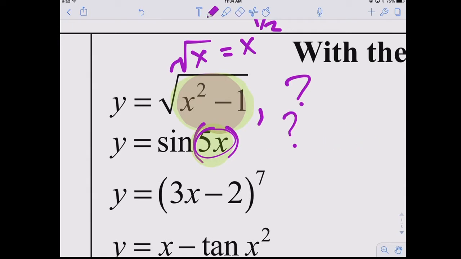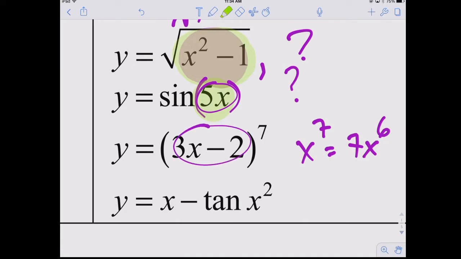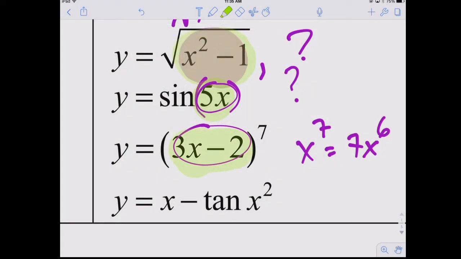Same thing here. We don't really need the chain rule. We could expand that out to the 7th power. Who feels like expanding that out? I don't. So if I leave it like that, if it were just x to the 7th, I know how to find the derivative of x to the 7th. It's 7x to the 6th. But what about blob to the 7th? I don't know. I think we need a chain rule. I have a composite function. I have a function within a function.